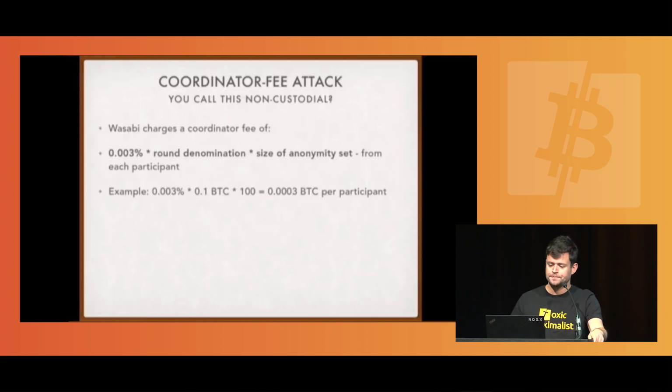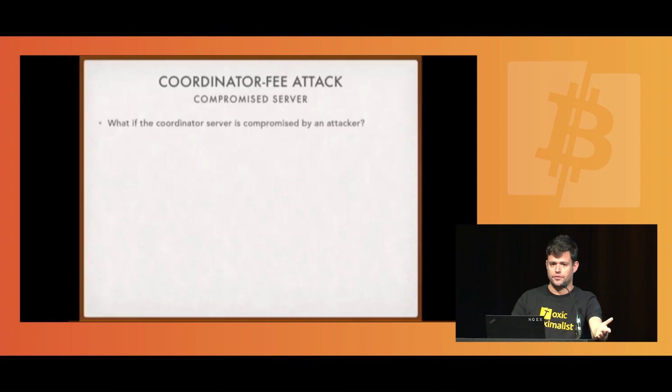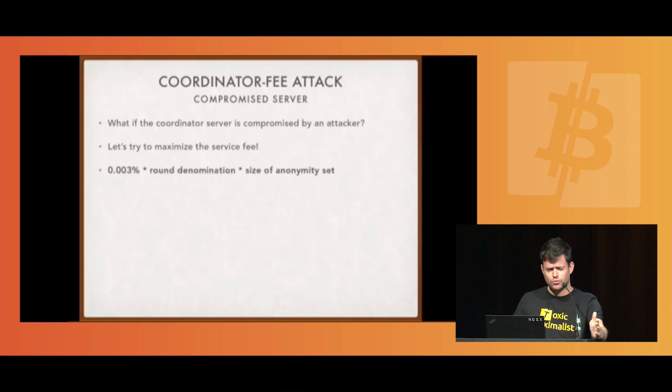But the thing is that maybe the server gets compromised and maybe the compromising entity wants to steal your funds. So maybe we can try to maximize the fee here. The 0.003% is hard-coded, but other things we might be able to change. So we can try to affect the round denomination, and we can also try to affect the anonymity set, just to make the total fee higher.